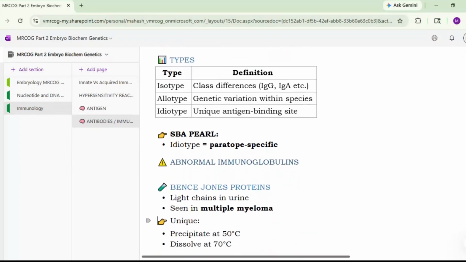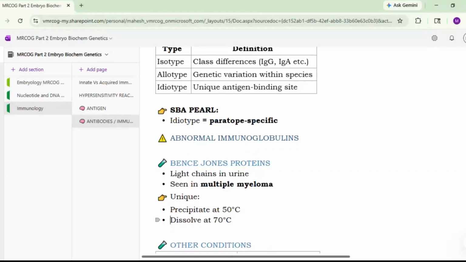Okay. Now something about abnormal immunoglobulins. Whatever we have seen was the structure and function with respect to the normal immunoglobulins. Now we will discuss abnormal immunoglobulins. Again, questions are asked on this topic also. Among the abnormal immunoglobulins, one important is Bence-Jones proteins.